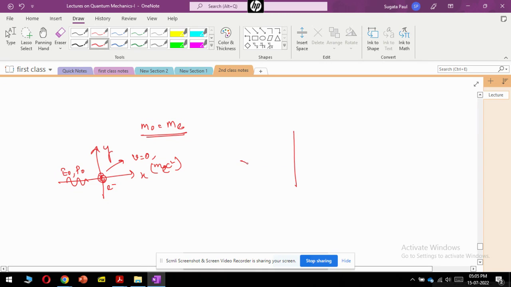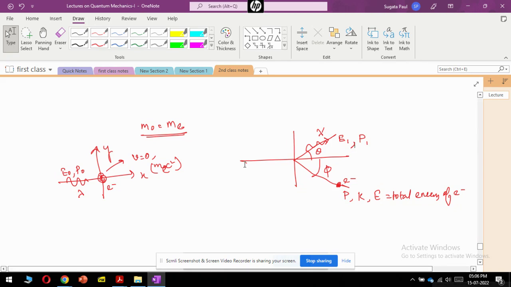After the collision, the photon will be scattered at angle theta and the electron will be scattered at angle phi. The electron will now have a non-zero momentum p and kinetic energy, and let's assume its total energy is indicated by E. The photon that is scattered off from here has wavelength lambda prime, while this one has wavelength lambda. Because it has given some energy to the electron, it now has reduced energy E1, and the momentum also changes to P1. Now let us get to the derivation.